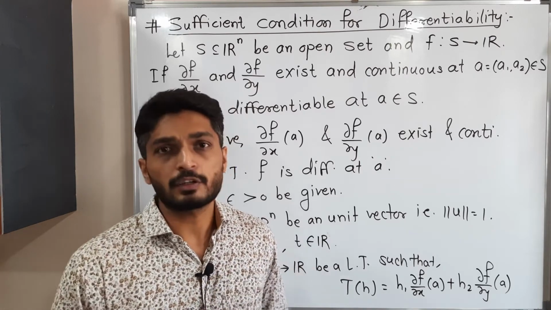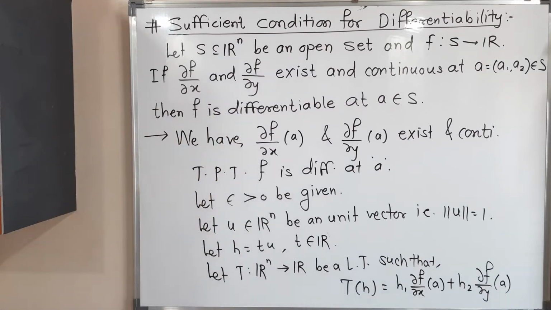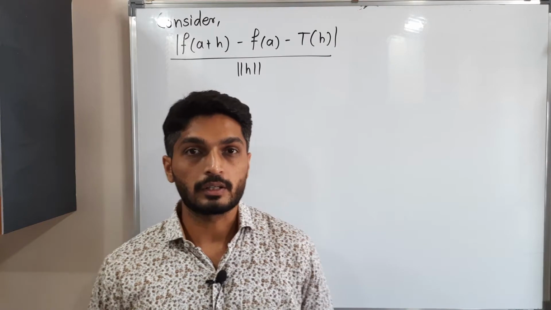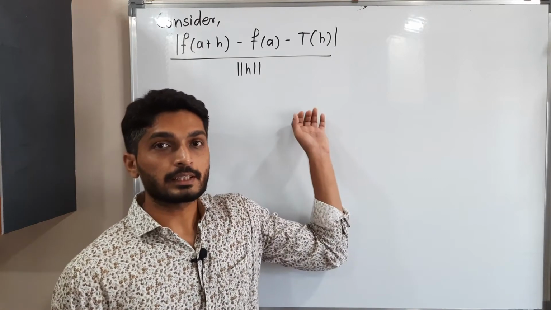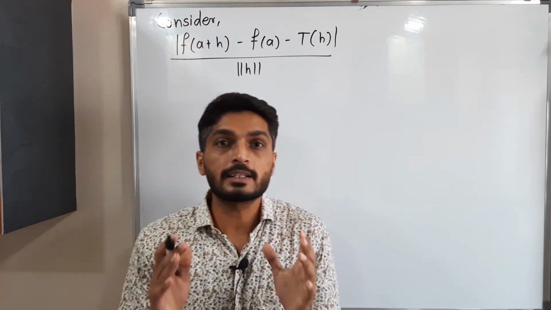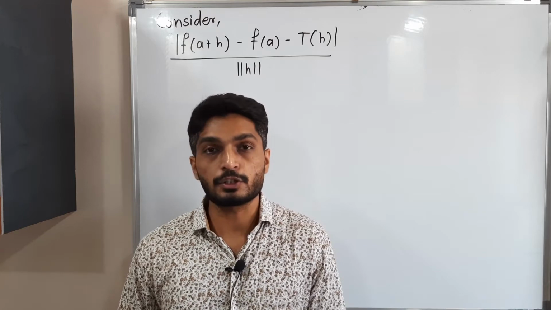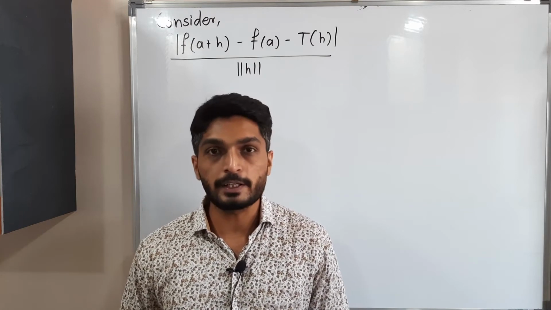You can make a screenshot of it. After that, we will go further. Please make a screenshot of it. Okay, I'm going to consider this part. Our target is to prove that this is less than epsilon. Then we can say the function is differentiable at A. So let us find its value.